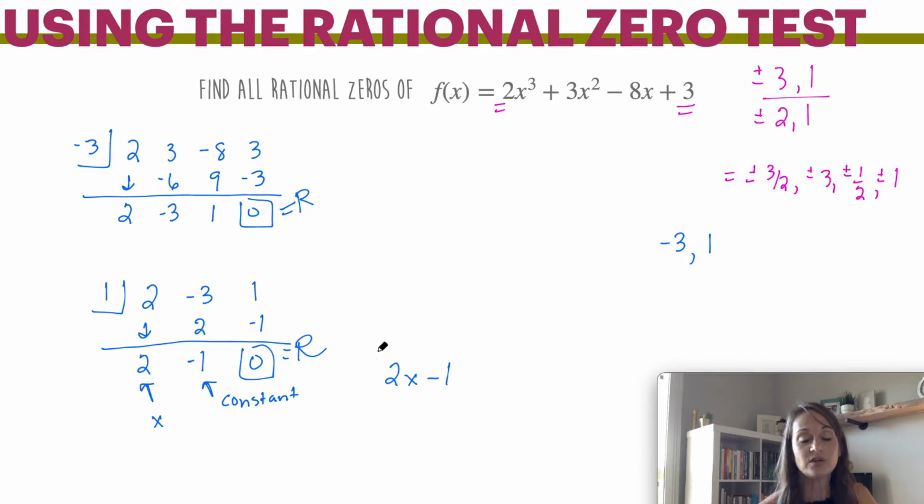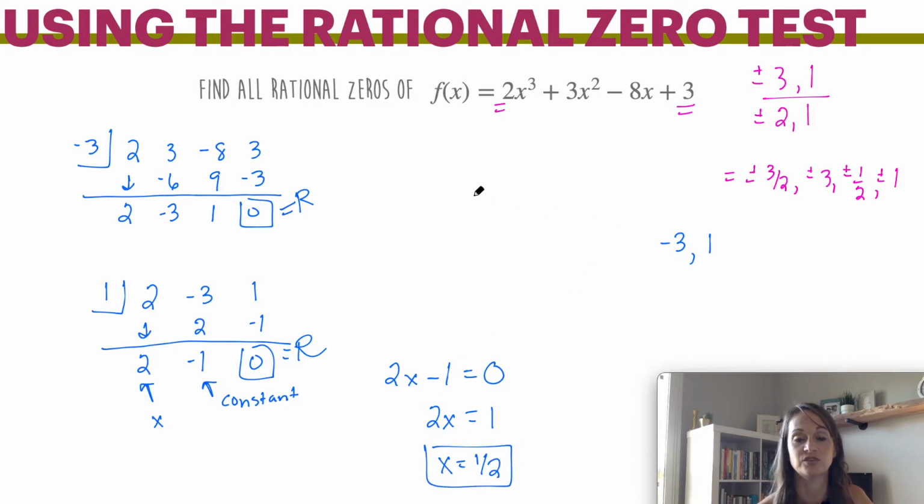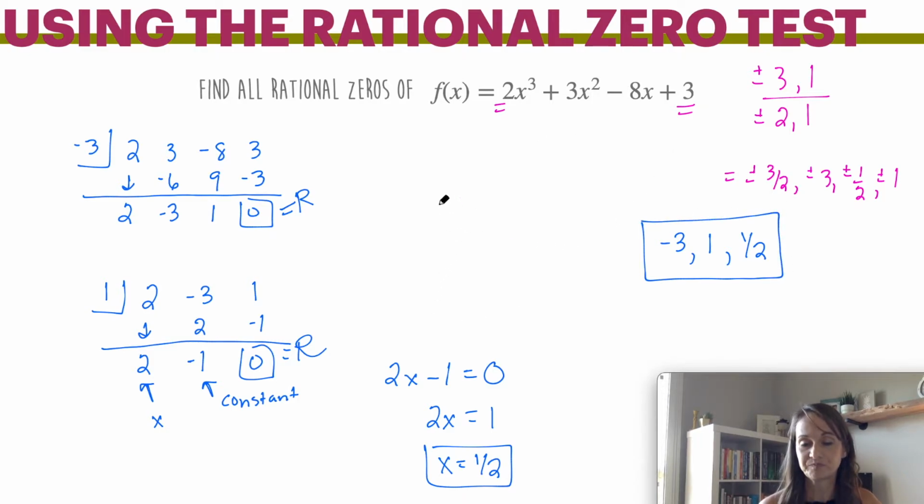To find any more zeros, we can actually just take this and set it equal to 0. So I would add 1 to both sides, and then divide by 2, and x equals 1/2. And that's our final answer. So we know that negative 3 worked, we know that 1 worked, and now we know that 1/2 worked. And those are our 3 rational zeros that will come from this function. Meaning if we were to graph this function, we know that it's going to cross the x-axis at negative 3, it'll cross it at 1, and it crosses it at 1/2.